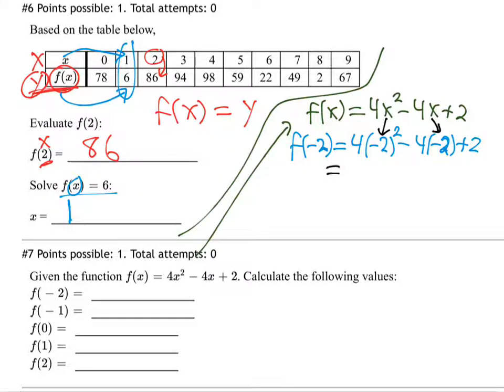And so then we work that out. 4 times 4 plus 8 plus 2. So that's 16 plus 10, 26. So there's the answer to that one. We have 4 more to go. Is that good so far?